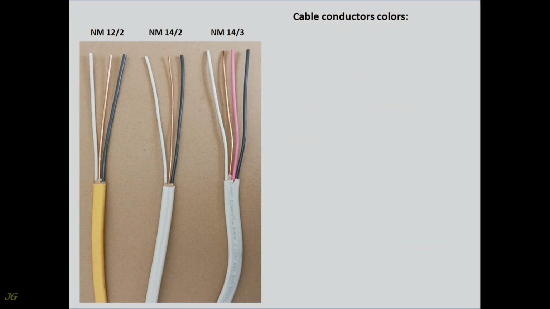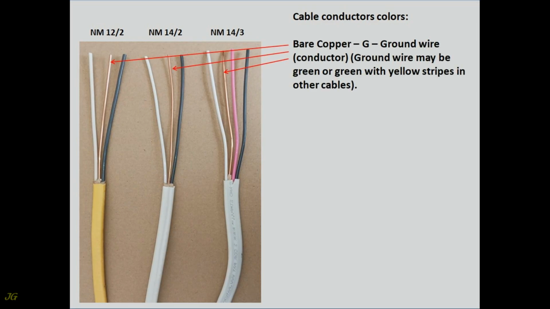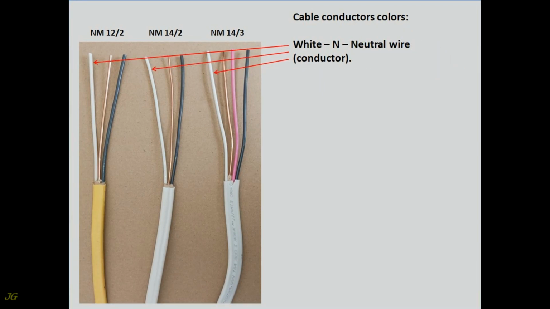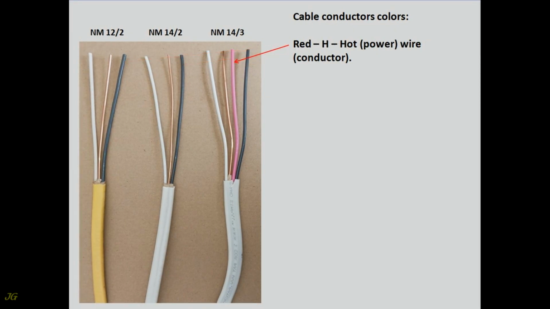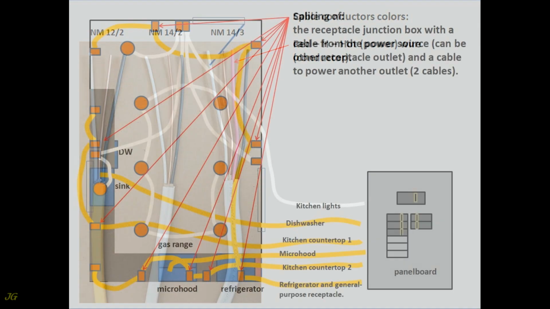Cable conductors colors: bare copper, GE, ground wire, conductor. Ground wire may be green or green with yellow stripes in other cables. White, N, neutral wire, conductor. Black, H, hot, power, wire, conductor. Red, H, hot, power, wire, conductor.